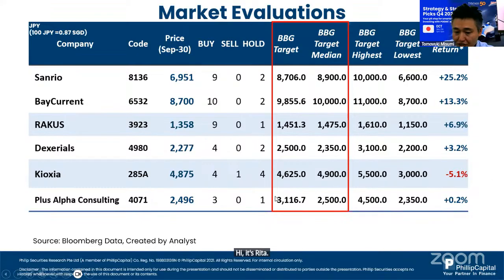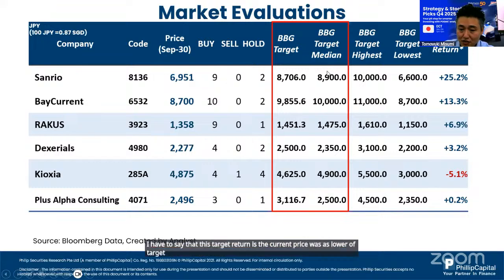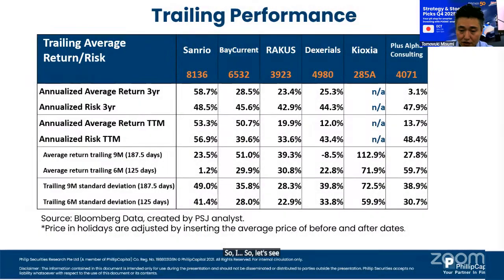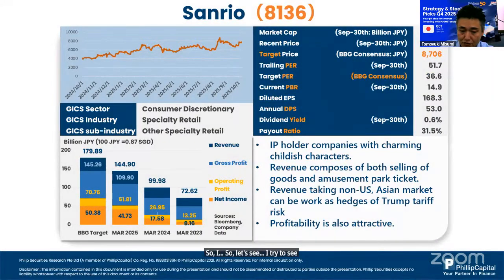Moderate return with a lower or mid target. I have to say that this target return is the current price versus the lower of the target return or target median return. So I have to see. I try to see the company description first.